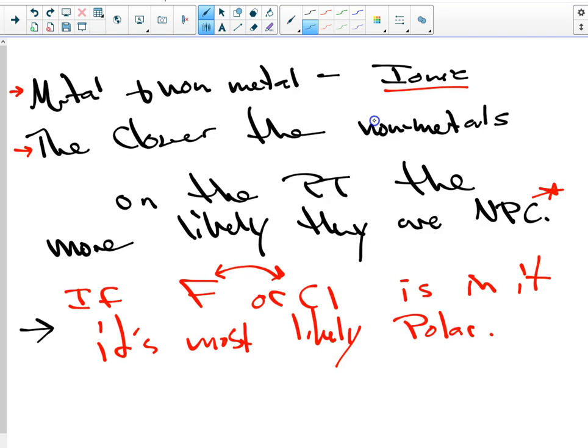All right? But if they're a little bit far apart, they are probably polar. And then in red, if F, and I should put O for oxygen, if F, Cl, or oxygen is in the substance, it is most likely a polar compound.